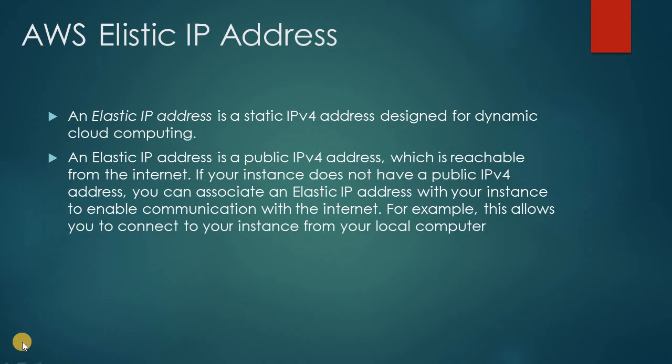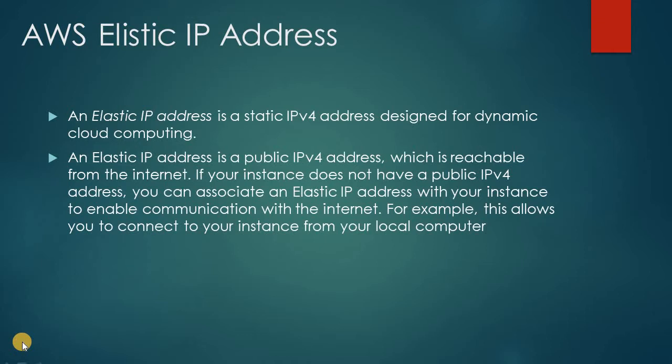So today we are going to talk about elastic IP address. An elastic IP address is a static IP address designed for dynamic cloud computing. Once we launch an EC2 instance in the AWS infrastructure, it takes an IP address, and that IP address is not an elastic IP address. Only an elastic IP address is a static IP address. Static means it's not going to change. It's always going to be fixed.